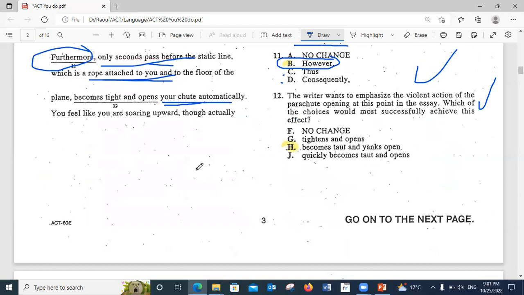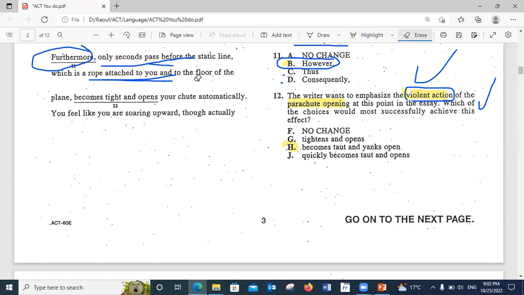12, again, a function question. The writer wants to emphasize the violent action of the parachute opening at this point. Very simply, Shabab, we need the answer that gives me the sense that the parachute was violently opening. It's not just open. No, it opened in a violent way. Now let's see what we have.